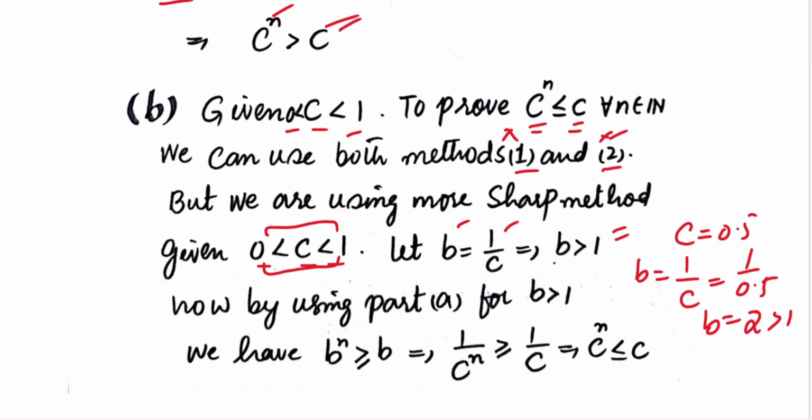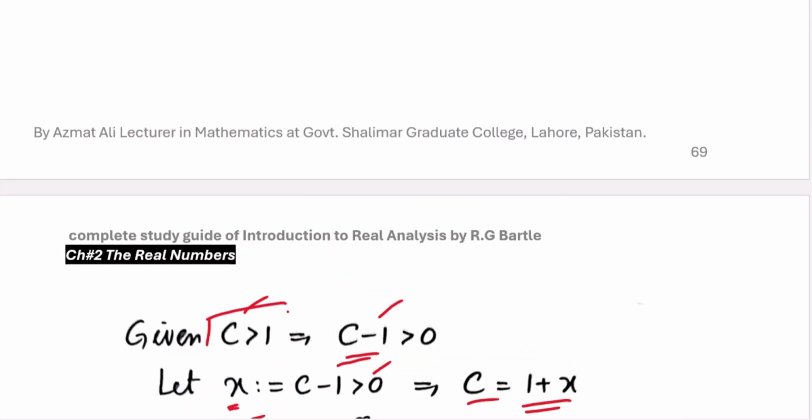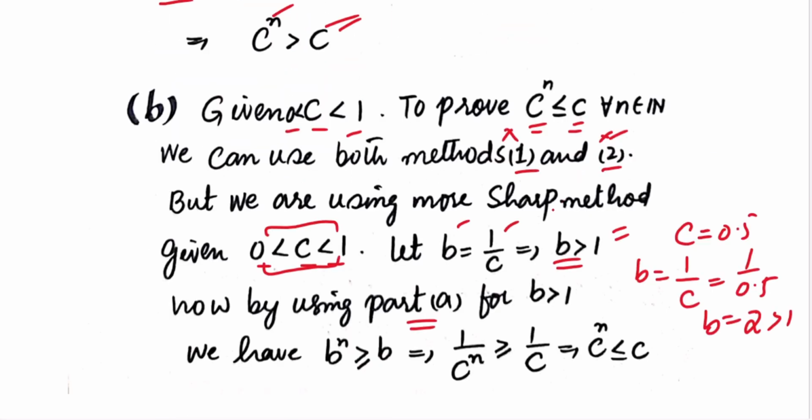So if b is greater than 1, then I can use part A. Part A says that if c is greater than 1, then c raised to power n is greater than c by using the Bernoulli inequality. So I can use part A, and part A says that for any real number which is greater than 1, its power n, b raised to power n, is always greater than or equal to b. There is no need to prove part A again here for b greater than 1. We will just give its reference. So b raised to power n is greater than or equal to b.